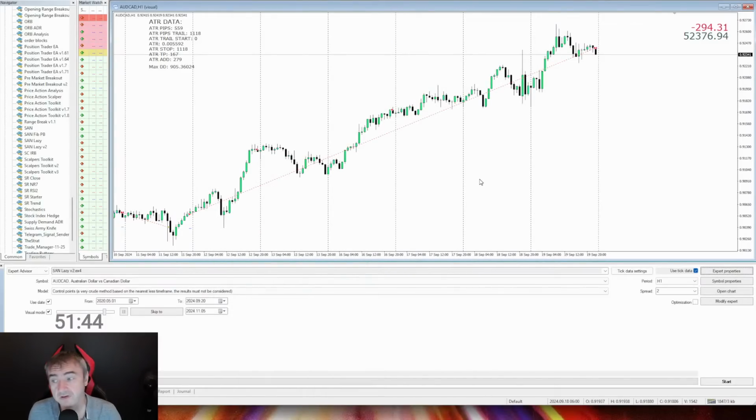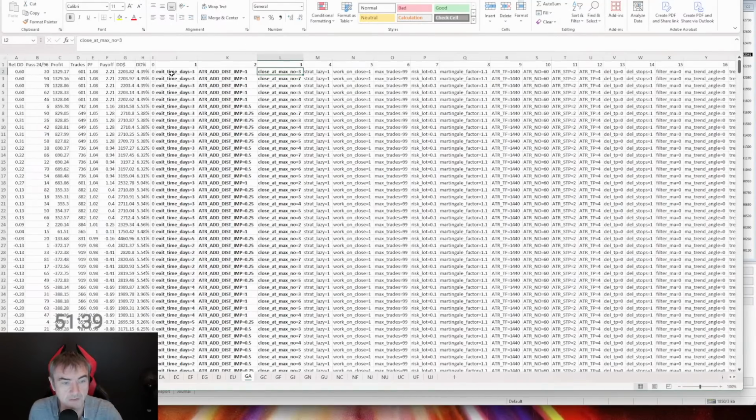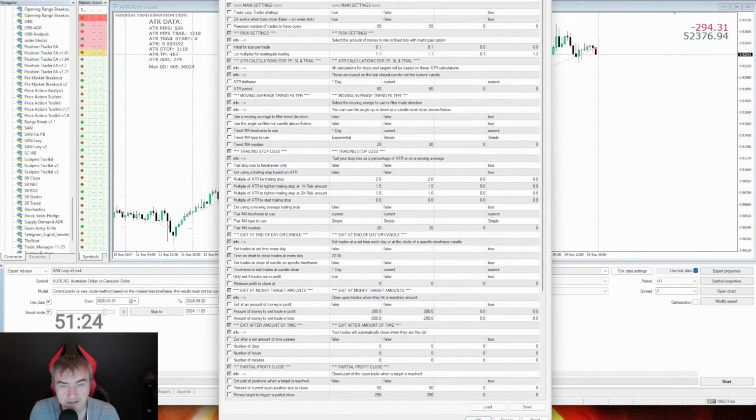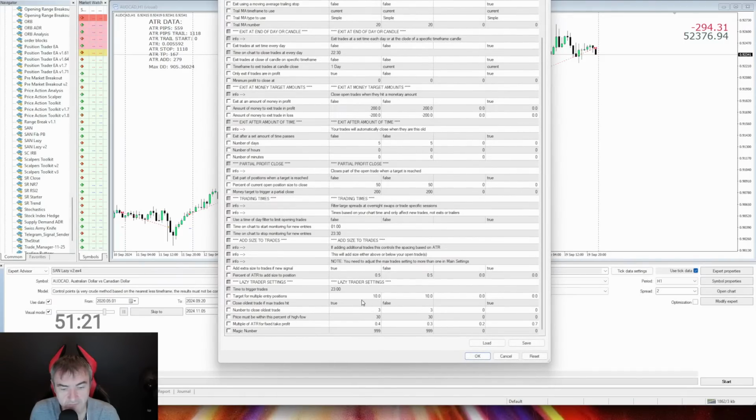So it worked pretty well. I did a load of system parameter permutation testing with it to test whether it was better to get out after a period of time, how far apart we should space the entries, and how many maximum trades we should have before we start closing trades out. So there's an input in here which allows you to close those trades out if you get too many. So down here in the lazy trader settings, that's the time it triggers. That's the target for multiple entries. So if we don't hit target, we get out at $10 or 10 whatever your currency is. Close the oldest trade if a maximum number is hit.